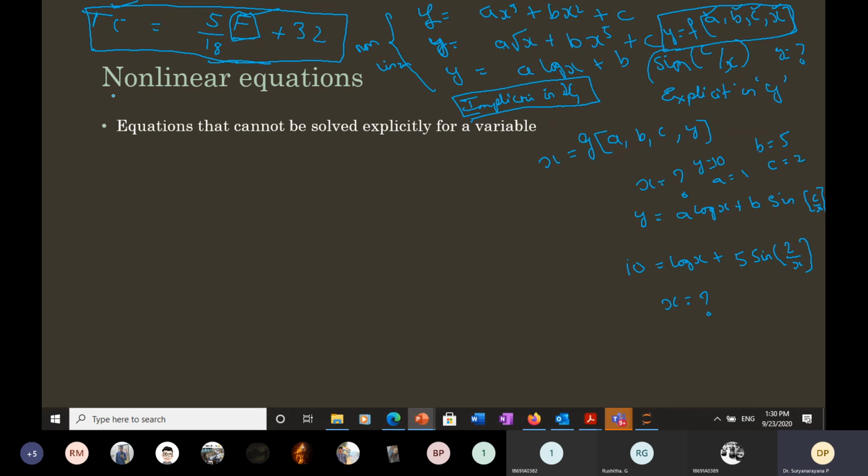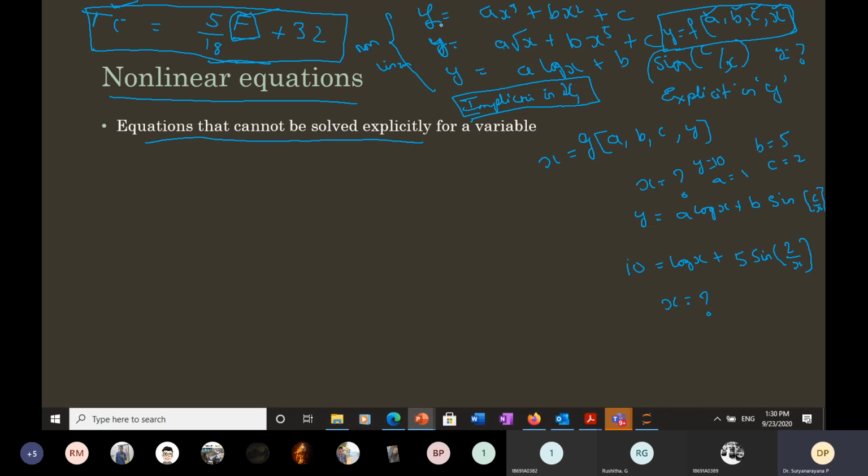So here we solve nonlinear equations, but you have to understand that in this context, when I say nonlinear equations, what I mean is equations that cannot be solved explicitly for a variable. But if you are using this equation to find y, you don't need any special technique. You just substitute all the values that you know, and then you can easily evaluate y. There's no problem there.